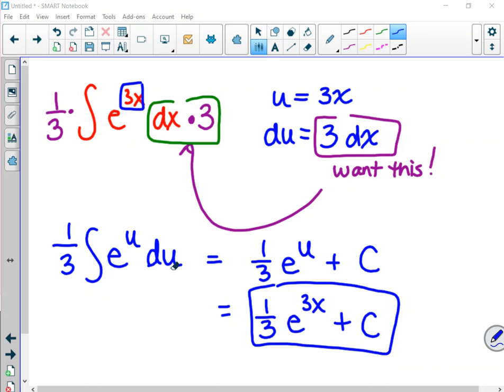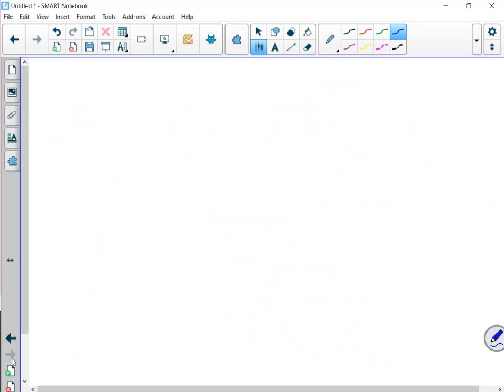Antiderivative doesn't look like you did anything because the antiderivative of e to the u is e to the u. And go back to x. That's how the E problems work. That's how we do the antiderivative of E raised to a power.